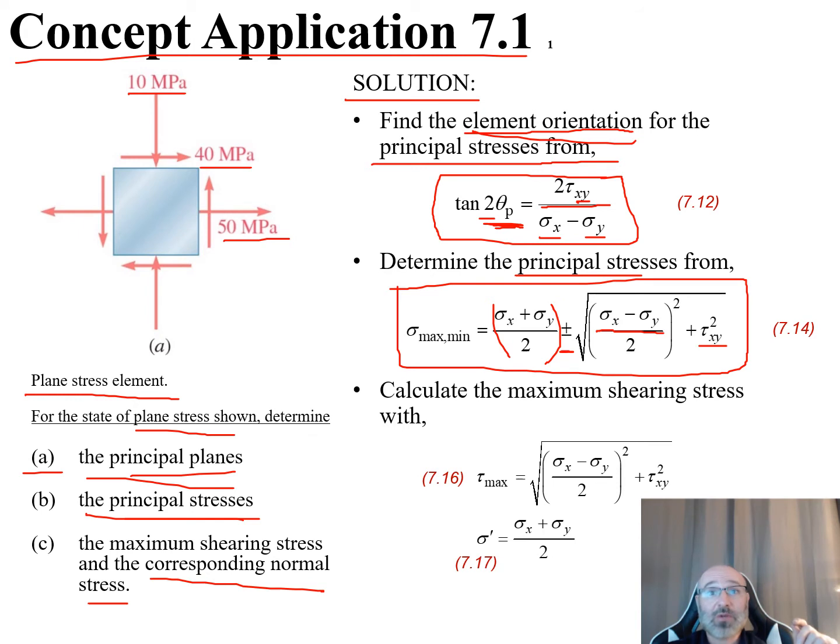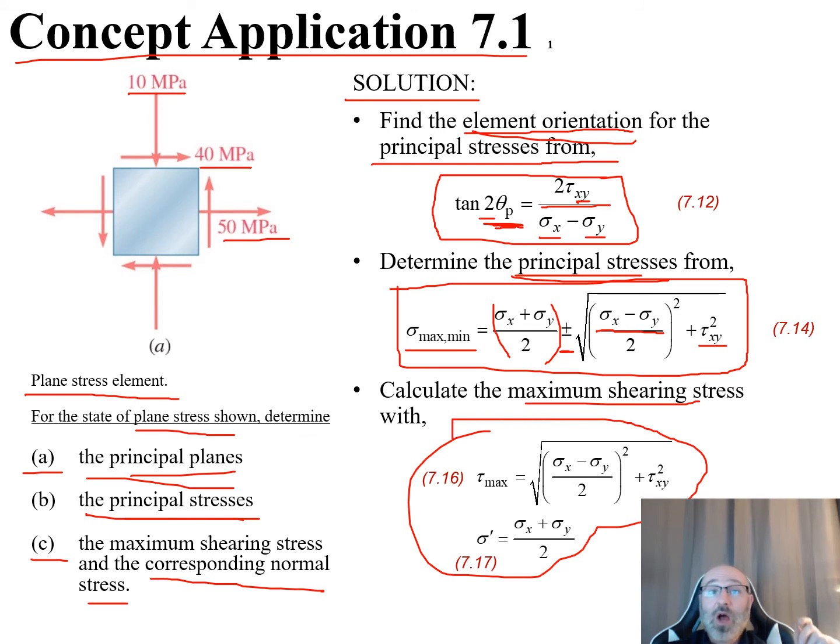So that's our governing equation we're going to use to find our principal stresses, our sigma max and our sigma min. Now last, we want to find our maximum shearing stress. That goes back to part C over here, and we can use this governing equation to find that, where tau max is equal to the square root of sigma x minus sigma y over 2, all quantity squared, plus tau xy squared. We also have the relationship we recall for calculating our maximum shearing stress, that sigma prime is equal to sigma average, which is sigma x plus sigma y all over 2.